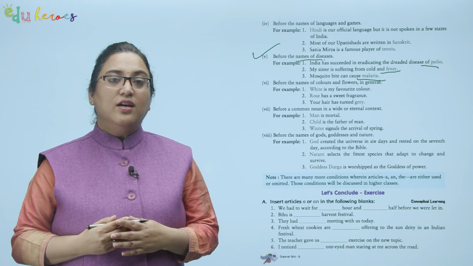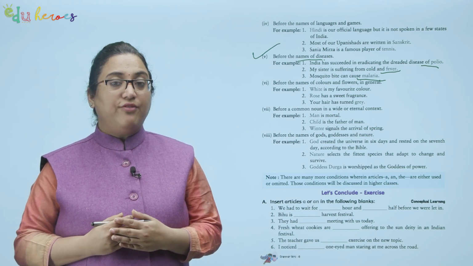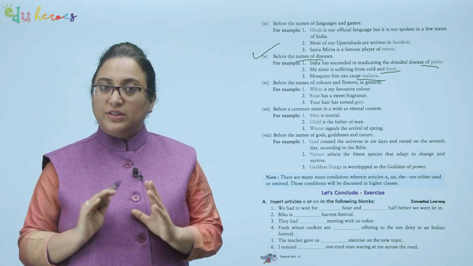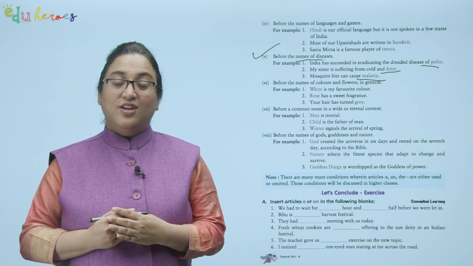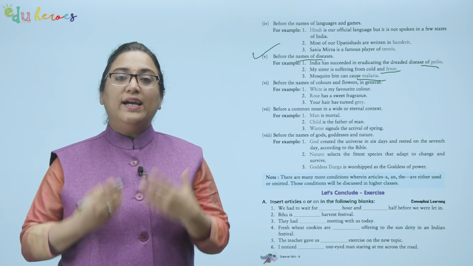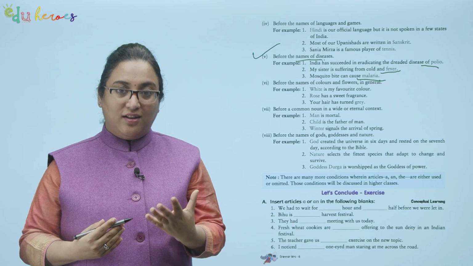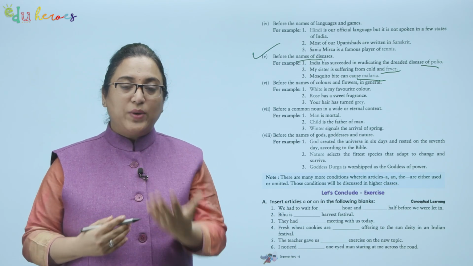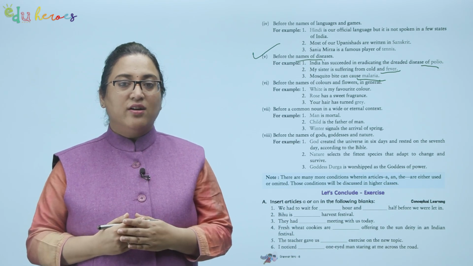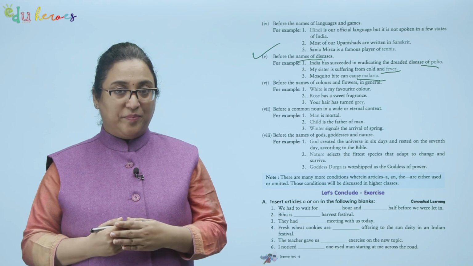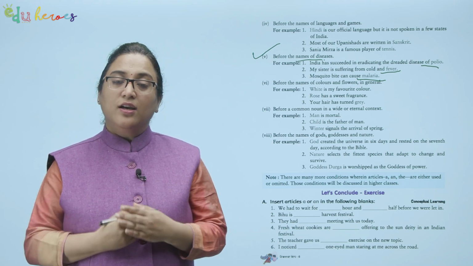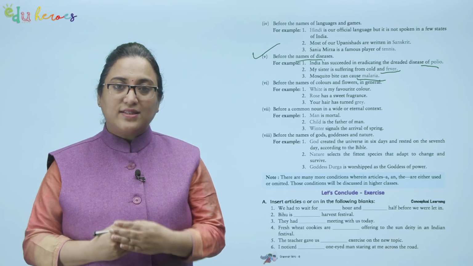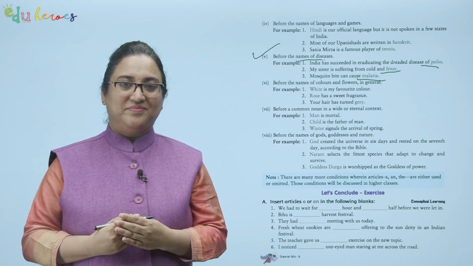Another category, before the names of colors and flowers in general, not in particular. So we will not require any article. For example, white is my favorite color. Rose has a sweet fragrance. Your hair has turned grey. So if you apply this rule here correctly, your sentence is grammatically correct.